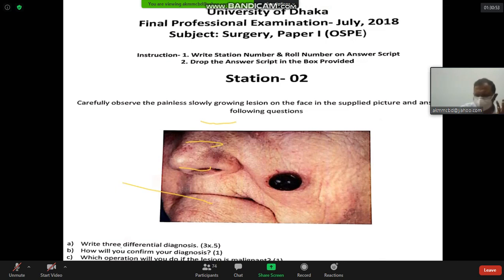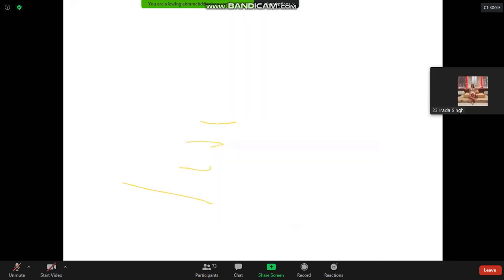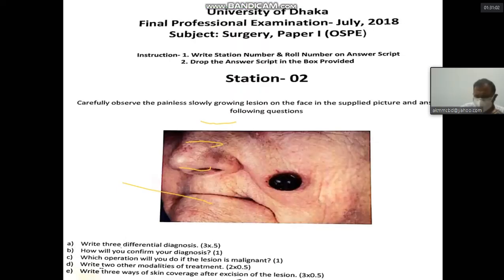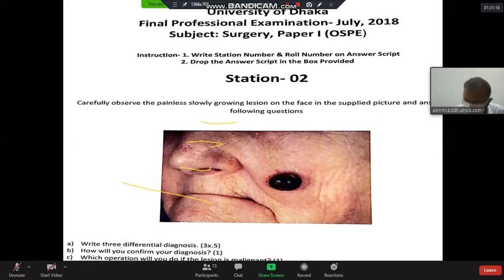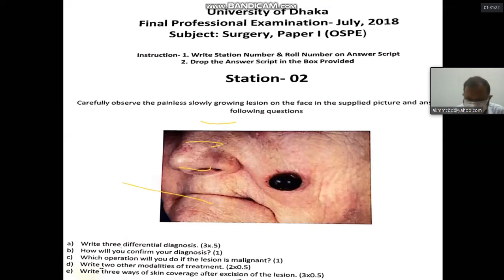First one is basal cell carcinoma. Next one is squamous cell carcinoma. Normally it lies below the line joining the angle of the mouth and tragus. You can say the third is malignant melanoma. How will you confirm the diagnosis? By excision and biopsy. Okay.